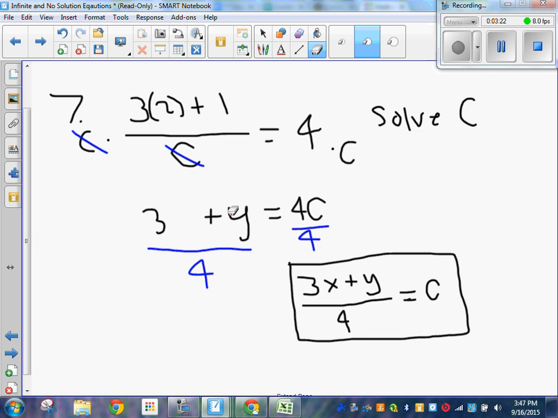And in the end, I would have gotten 3 times 2 plus 1, which makes sense to us, right? We can divide that by 4. But in the end, I would have just changed these back. Changed the 2 back to x, changed the 1 back to y, and voila, we have our equation.